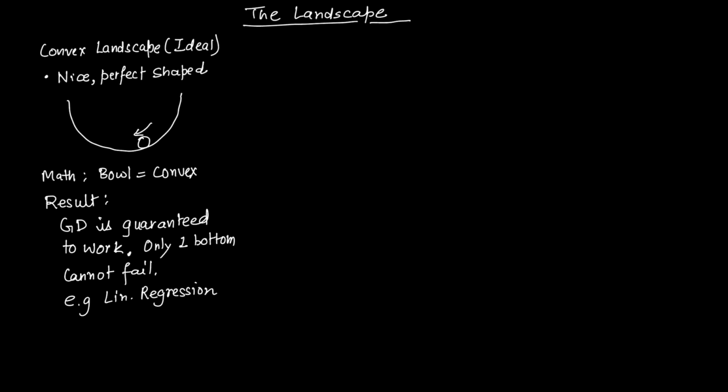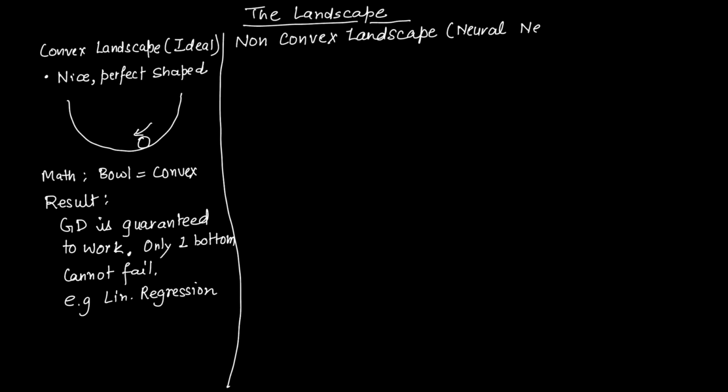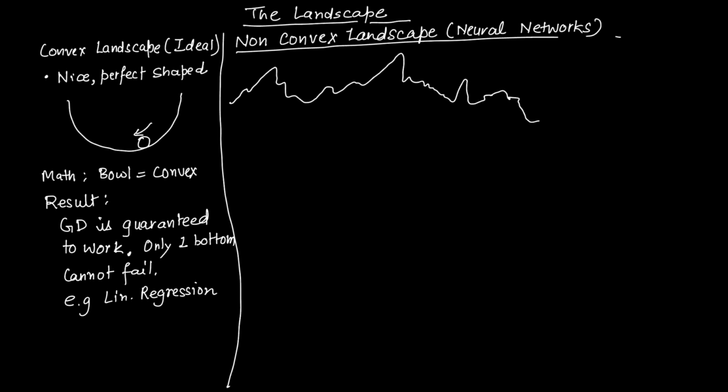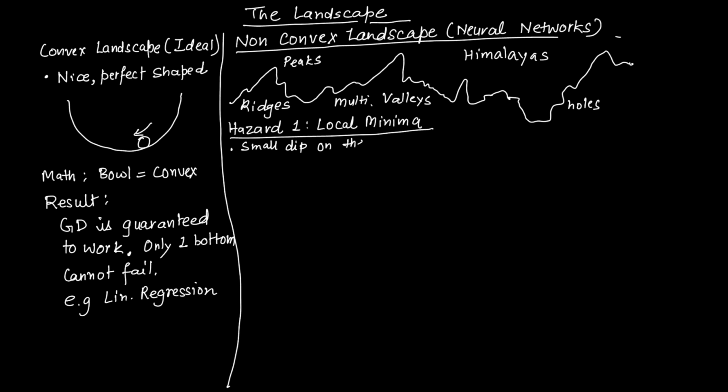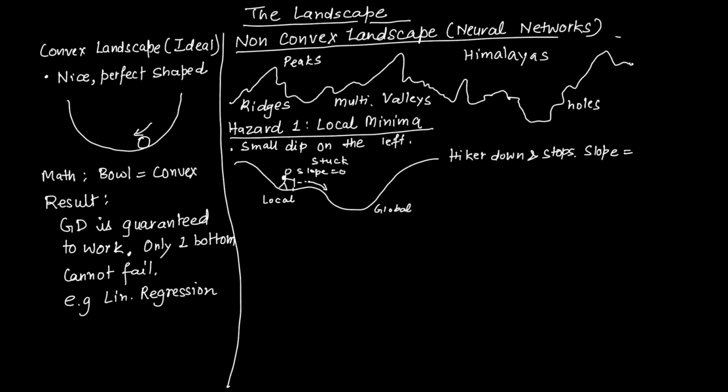But neural networks are non-convex. The landscape of a deep neural network doesn't look like a bathtub. It looks like the Himalayas. It has peaks, ridges, multiple valleys and holes. Look at this small dip here on the left. If our hiker starts near it, they will roll down into it and stop. The slope is 0 at the bottom. The algorithm thinks, I'm done, I found the bottom.